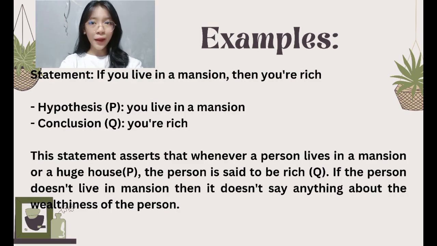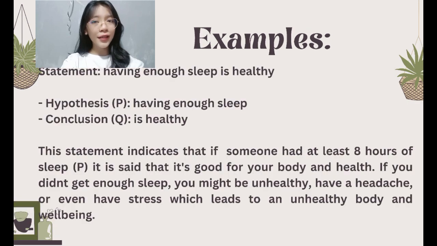Here's an example. The conditional statement: if you live in a mansion, then you are rich. The hypothesis is, if you live in a mansion, and the conclusion is you're rich. This statement asserts that whenever a person lives in a mansion or a huge house, then the person is said to be rich. If the person doesn't live in a mansion, then it doesn't say anything about the wealthiness of the person.